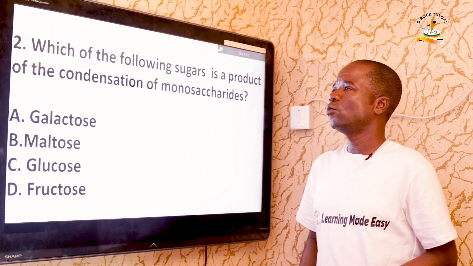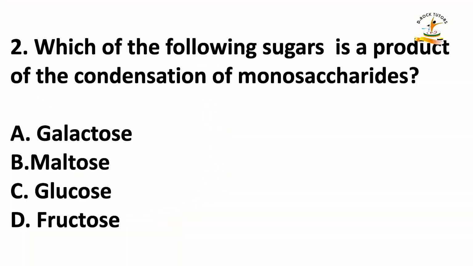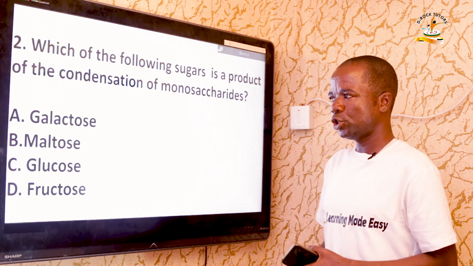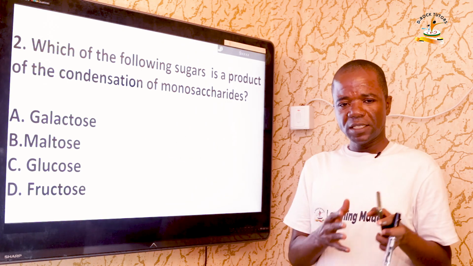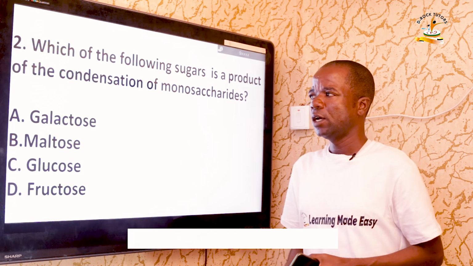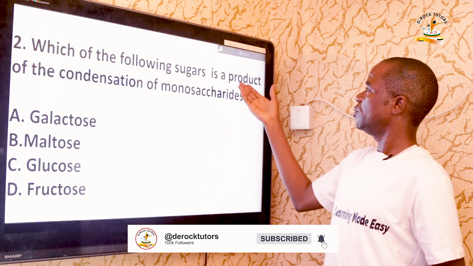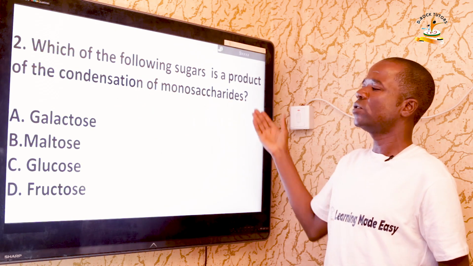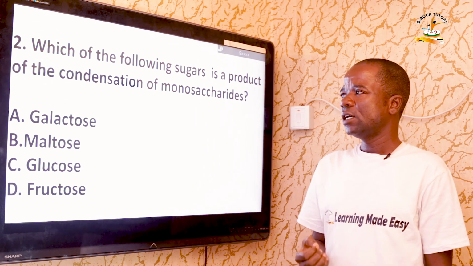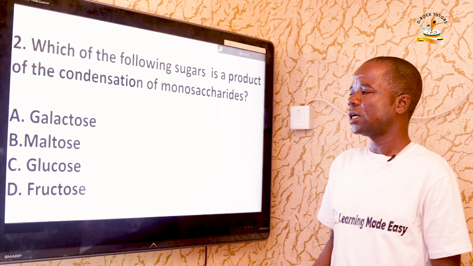Let's take a look at the second one. Number two, which of the following sugars is a product of the condensation of monosaccharides? Now, we know that sugars are categorized into monosaccharides, disaccharides, and polysaccharides. Monosaccharides, most of the time, are also called reducing sugars. Disaccharides, as the name suggests, are made up of two monosaccharides. Polysaccharides, the word poly means many, are made up of several monosaccharides. So, put another way, the question is asking us which of these sugars is a disaccharide or a polysaccharide?